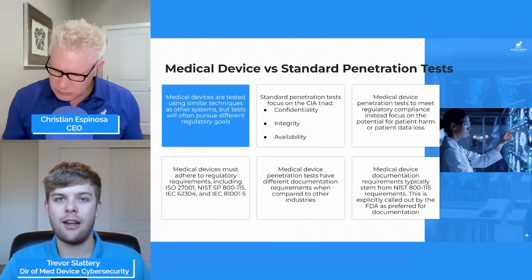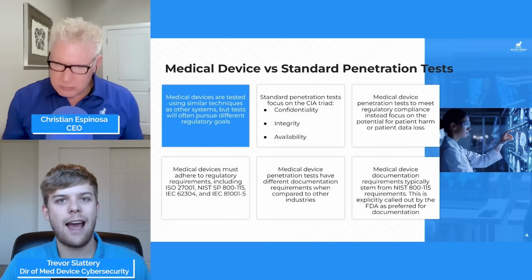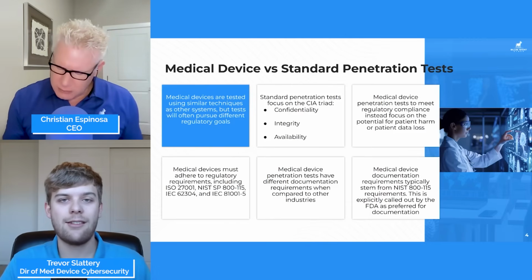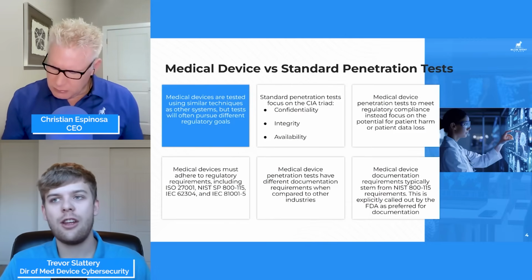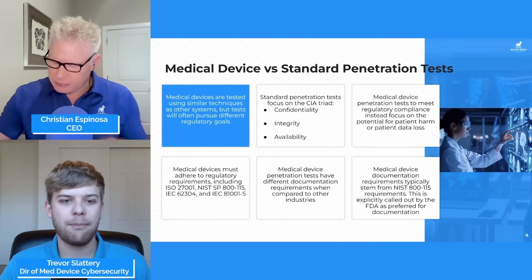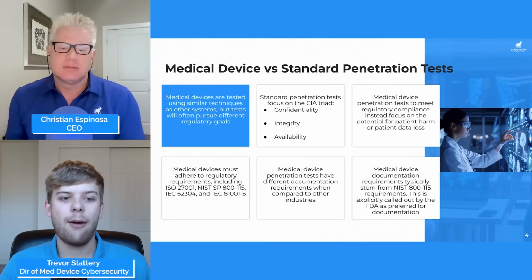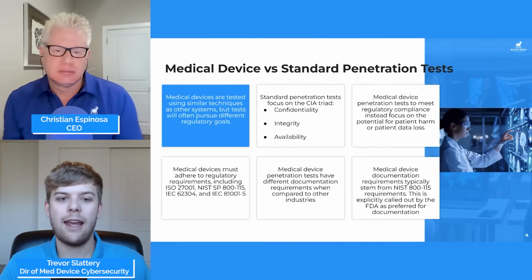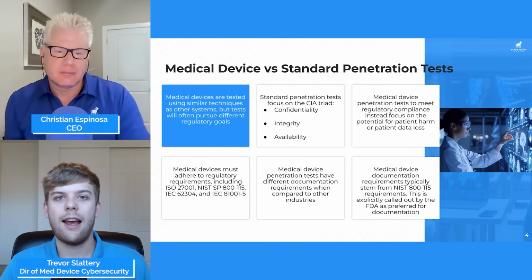NIST Special Publication 800-115 talks more about the actual specifics of what we have to do for testing, the requirements for documentation, what we're looking for, things like that. Now, in addition to that, we have IEC 62304 and IEC 81001-5.